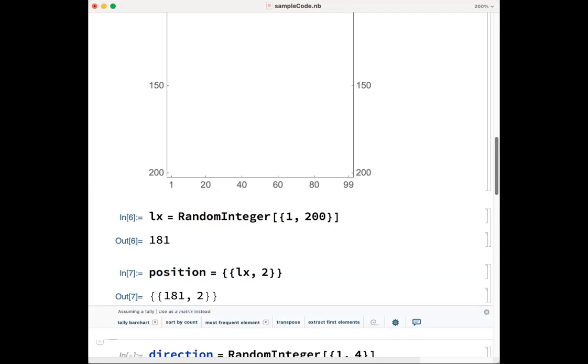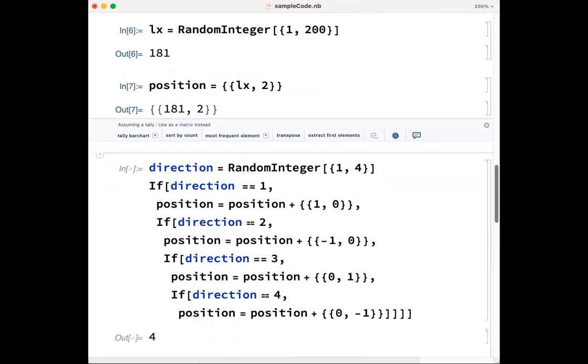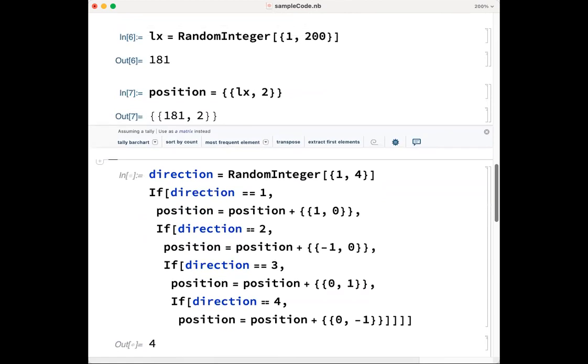Make sense? So that's my position, the local position of the new particle. The next step is to look at the diffusion of this particle. So we're gonna diffuse it. And the way to diffuse it, this is the first thing that is key here. I'm gonna pick a direction that I'm gonna move. And it's gonna be, again, a random integer between 1 and 4.